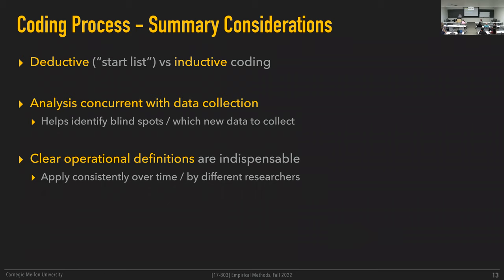And clear operational definitions are indispensable for all of the codes. Remember, codes are labels, if you will. They're just summaries, abstractions. So you need to have some clear operational definition for what counts as an instance of that code, maybe what doesn't, with examples or counterexamples, so that you yourself can apply it consistently over time, and so that other researchers, your collaborators or other people looking at the same data once you release it, could arrive at comparable interpretations of that data. So this is really important.